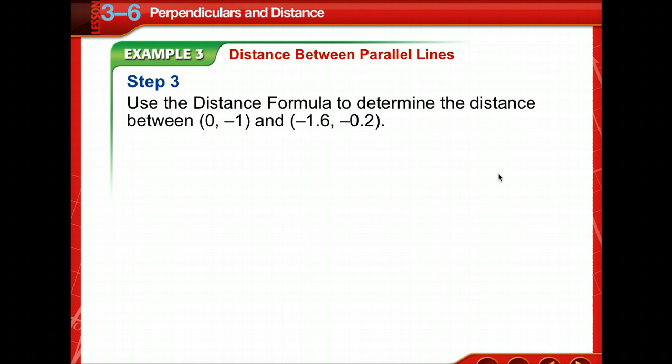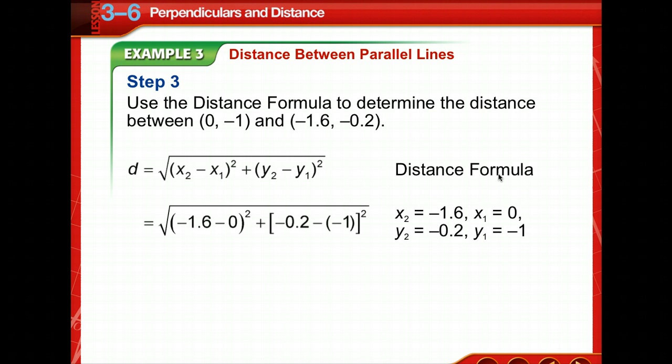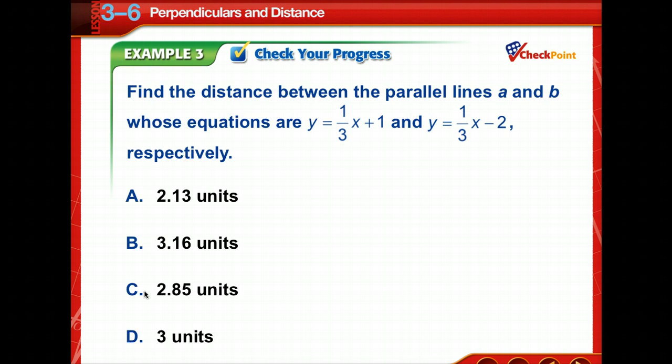Then you're going to use the distance formula in order to find the distance between the 2 points. And this one's approximately, that's what this squiggly equal sign means, approximately equal to 1.79. Okay, now time to check your progress. If you have difficulty with this one, check with me tomorrow and I'll work on it for you.